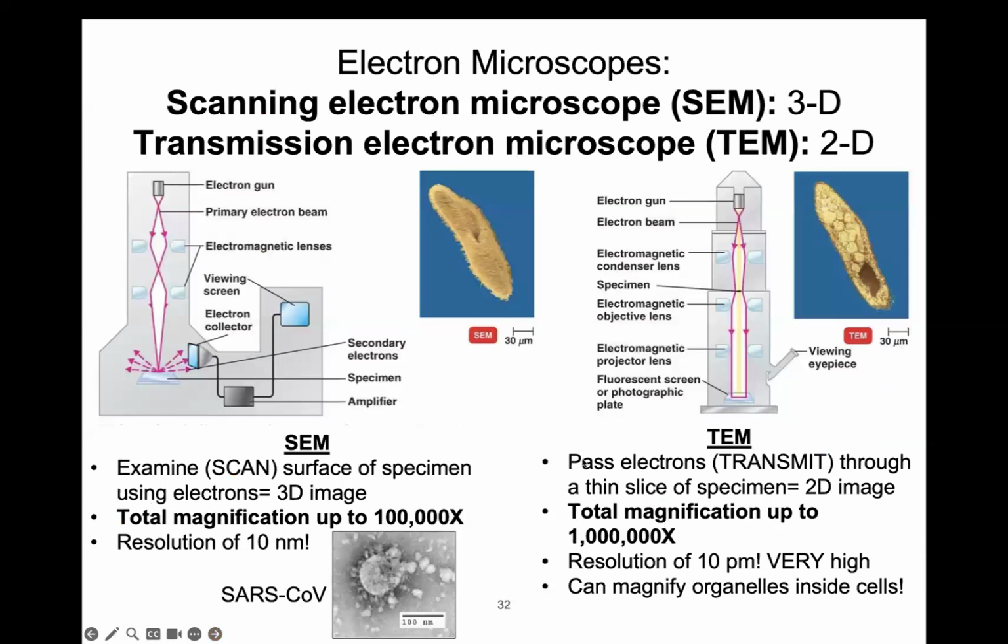Okay, so I don't want you to memorize the extreme details of the difference between scanning electron microscope and transmission electron microscope, but just briefly, sorry, I want to make sure I said scanning. So SEM, scanning electron microscope, gives you a 3D image, and you can get a total magnification of up to 100,000 times. Transmission electron microscope gives you a 2D image, and the total magnification is you can get up to 1,000,000 times.